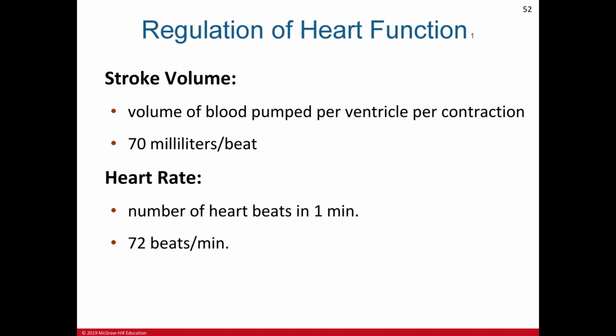Here are some important values of the heart function that you must remember. First is the stroke volume, which is the volume of the blood pumped per ventricle per contraction, and the normal value is 70 milliliters per beat. Next is the heart rate. It is the number of heartbeats in 1 minute. The normal value is 72 beats per minute.